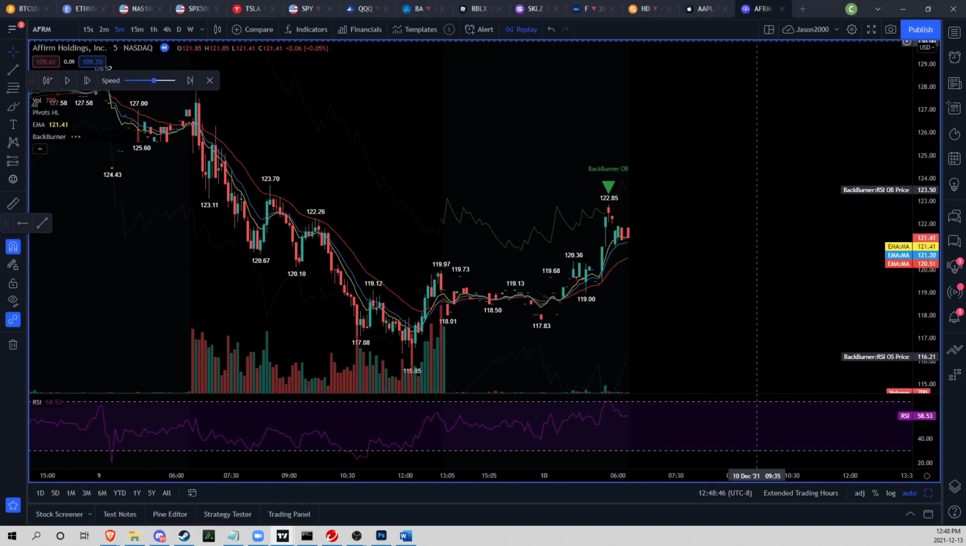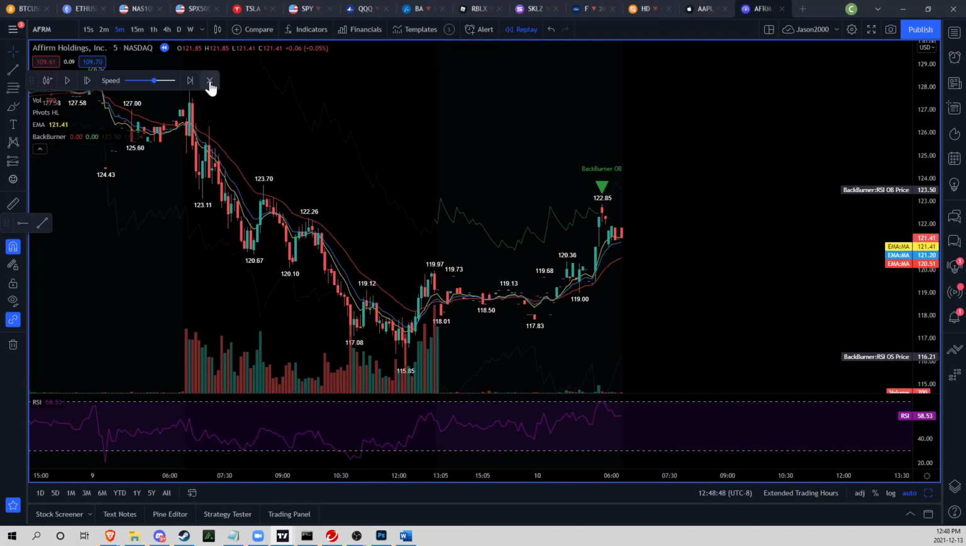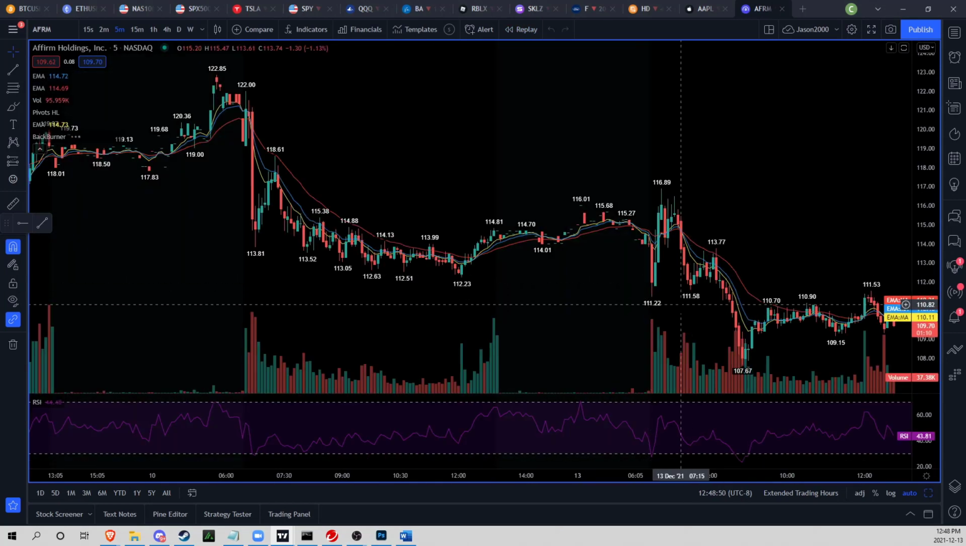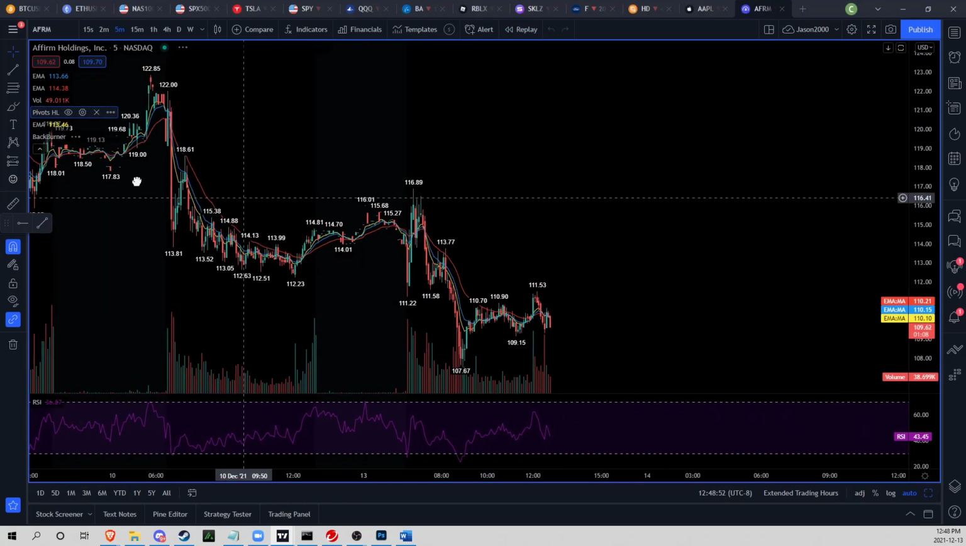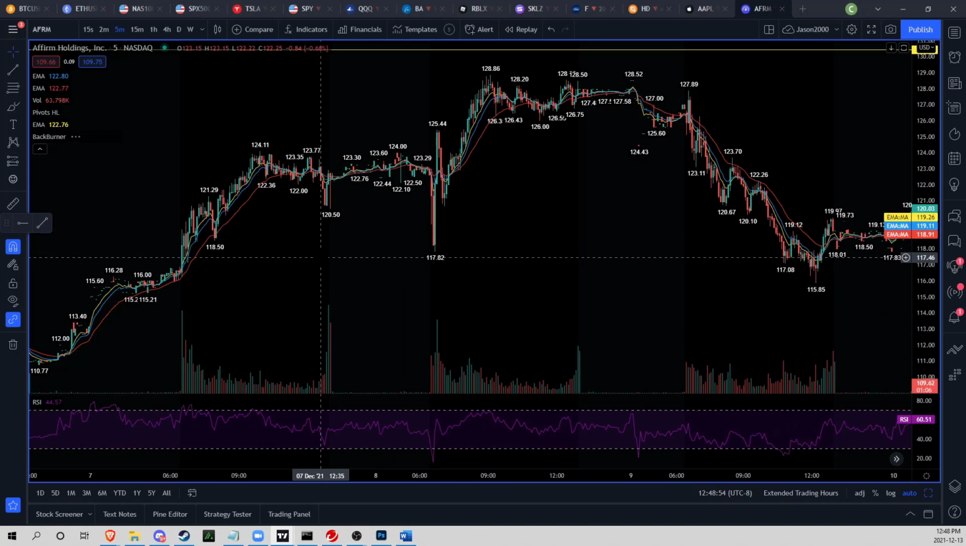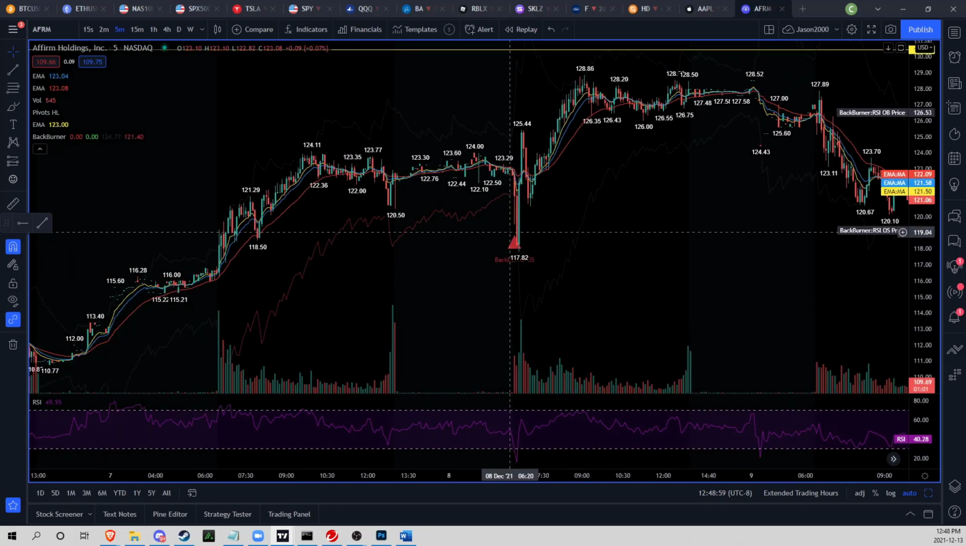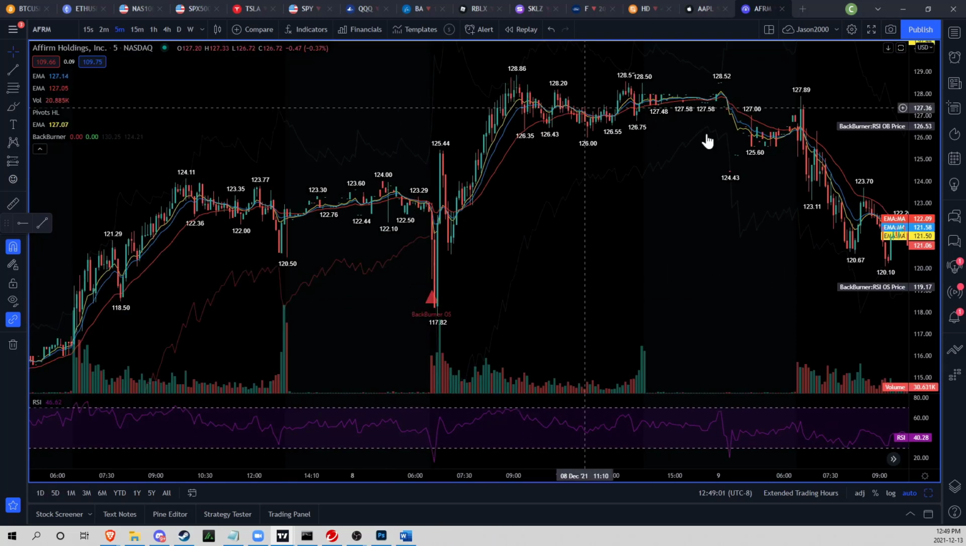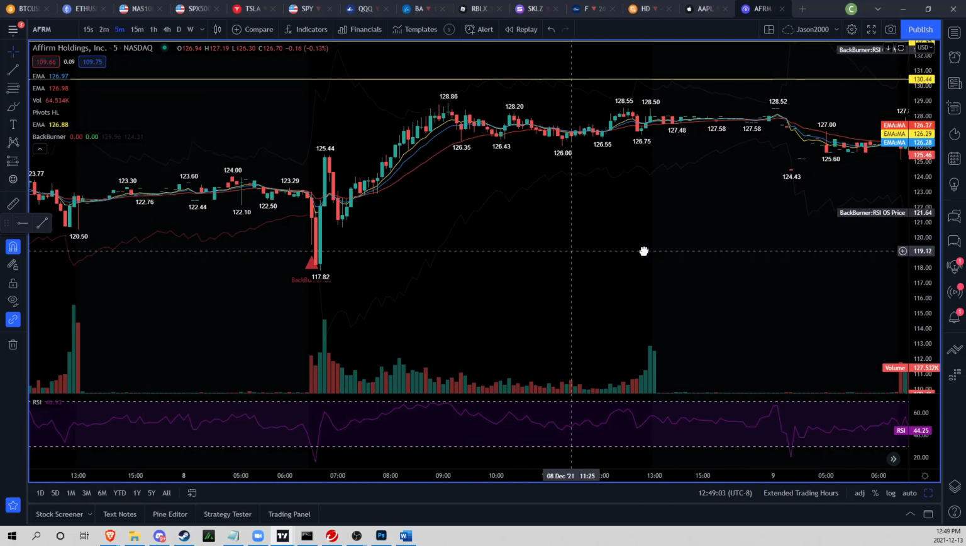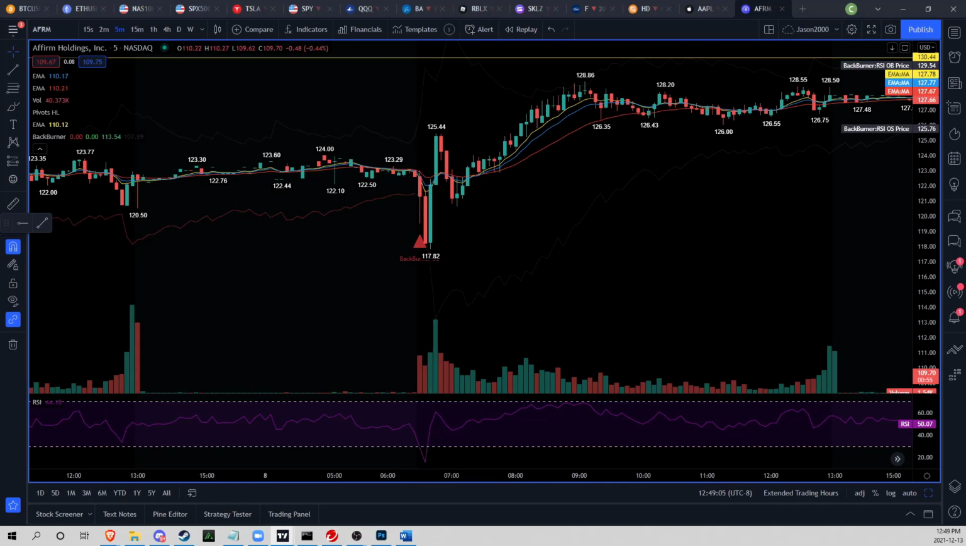We see something similar on AFRM. Let's go close that replay because it doesn't seem to work quite properly. And that was from December 8th as well, I believe. There it was. Strong directional days, 5-minute oversold, bounce, an exceptional follow through on the BackBurner oversold.